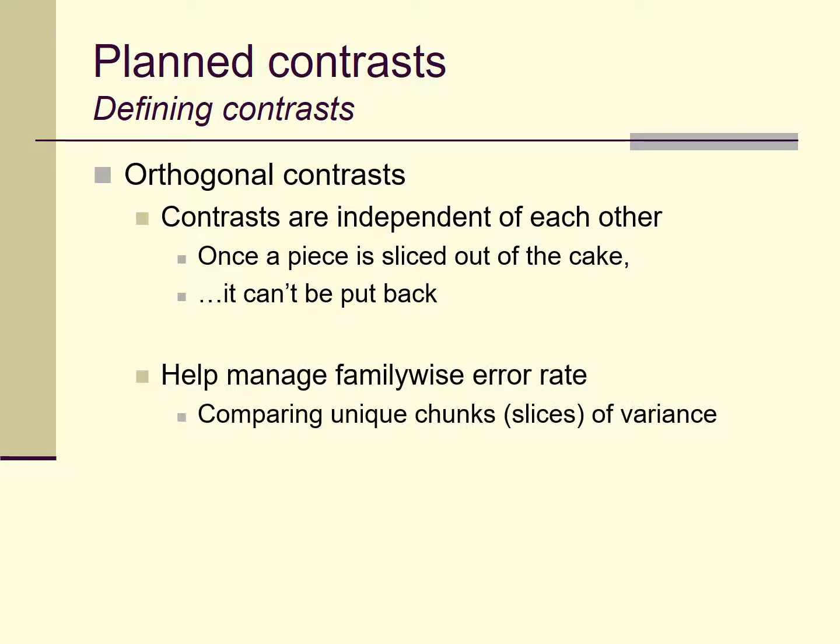Now, people like orthogonal contrasts for a number of reasons, and again, I'll talk about this in a supplemental lecture, but for the time being, one of the reasons we like them is they help us to manage family-wise error rate because they limit the number of tests we can do. There's a limit on the number of orthogonal contrasts you can set up for a given number of groups or a given number of levels of a predictor variable.